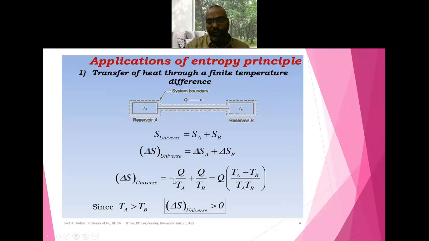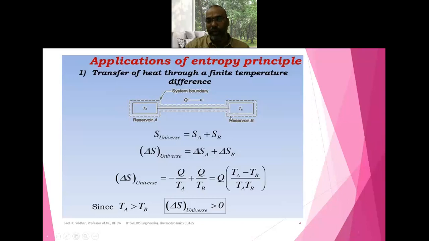Why have I put the negative sign here? Because heat is leaving from body A. In the initial chapters we studied the sign conventions of work transfer and heat transfer: heat transfer to the system is always positive, heat transfer from the system is always negative. So here I am keeping the negative sign, because heat is leaving from the system. So minus Q by TA, where TA is the temperature of reservoir A.